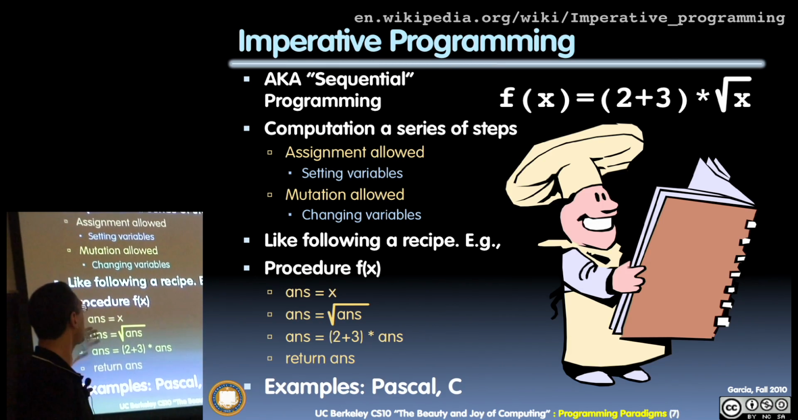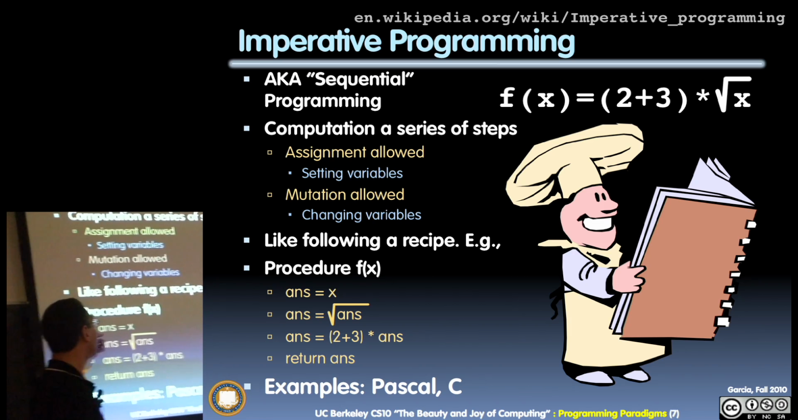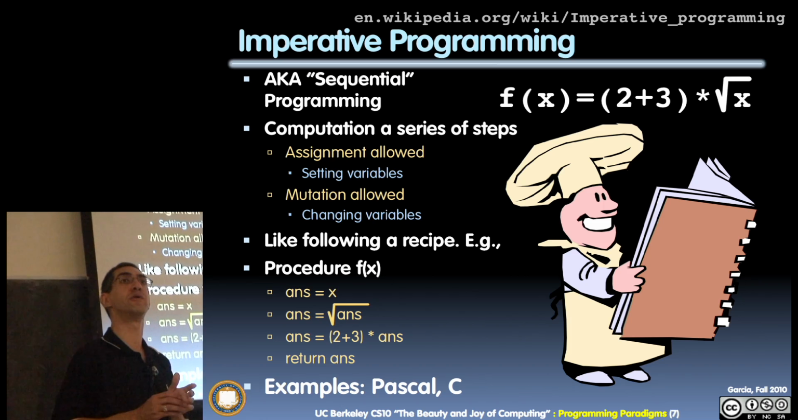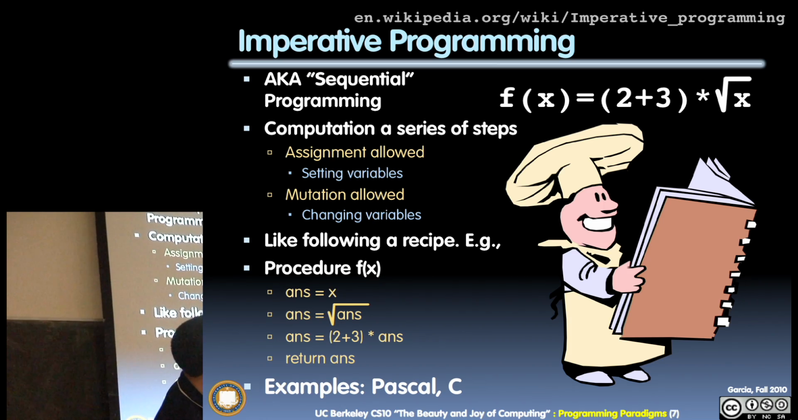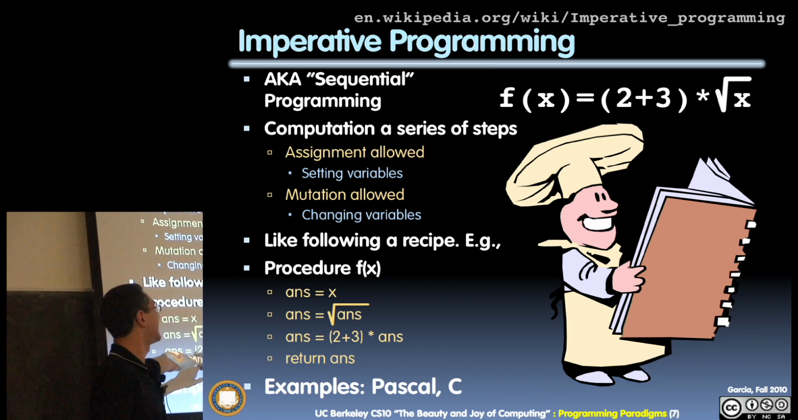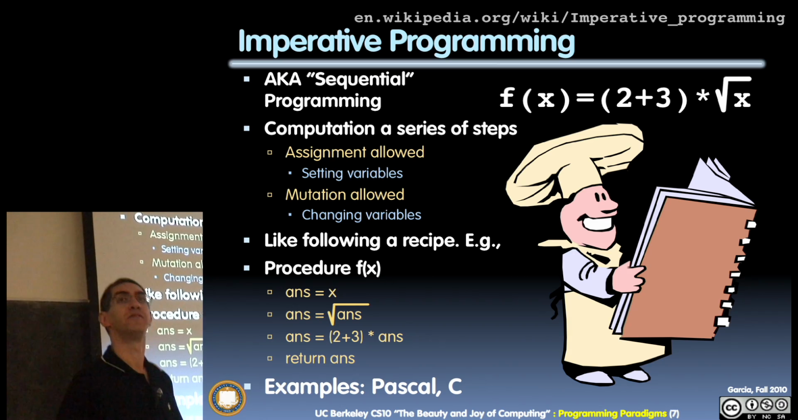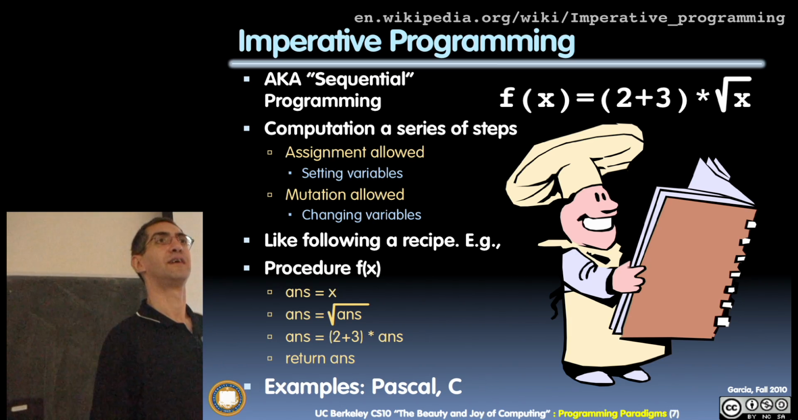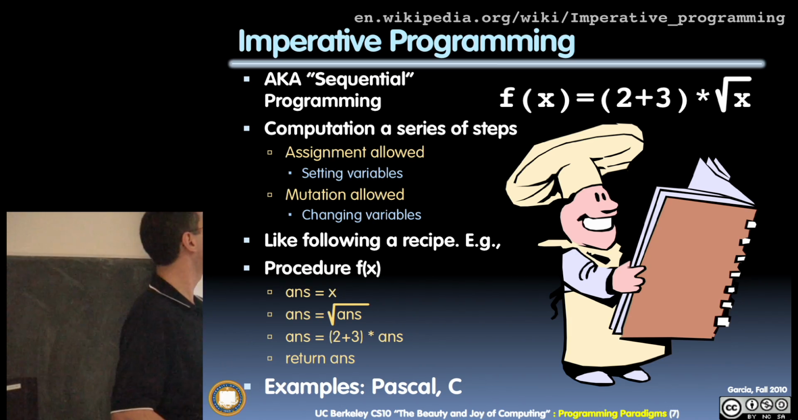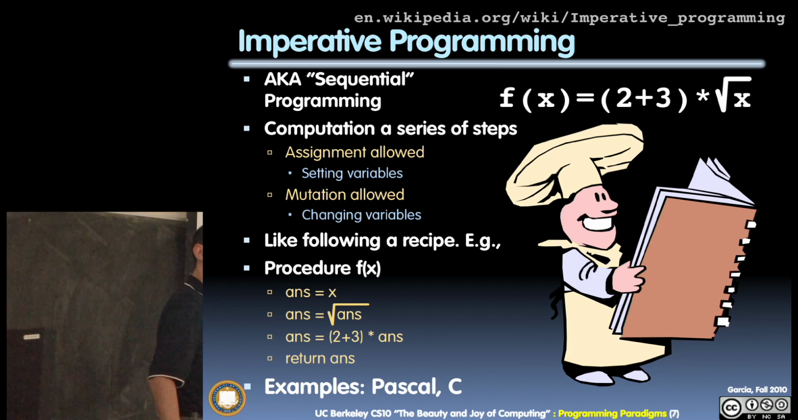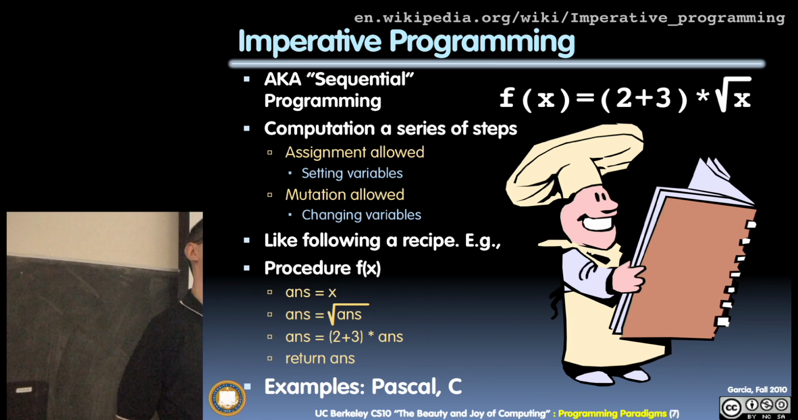This is what we have in imperative style. Let the answer be x. And then let's set the answer to the square root of answer. So now I'm kind of doing the square root of x part of the computation. And then let's multiply answer by 5. And now that is f of x. Answer is your f of x, and I return answer. So these 3 steps are the imperative style of doing things.